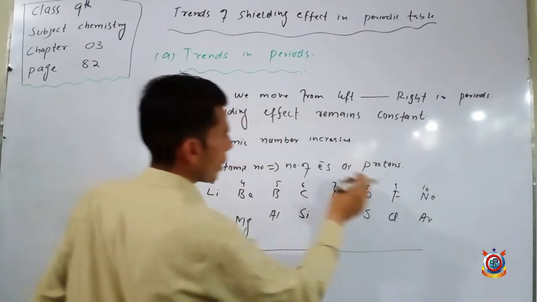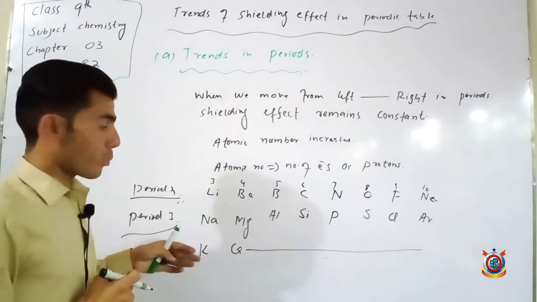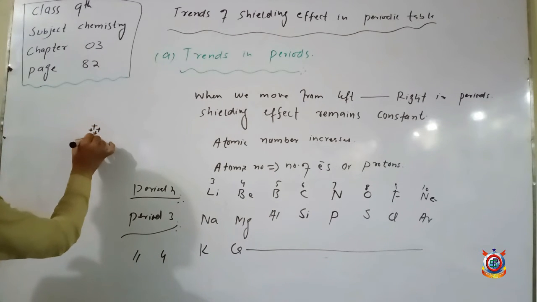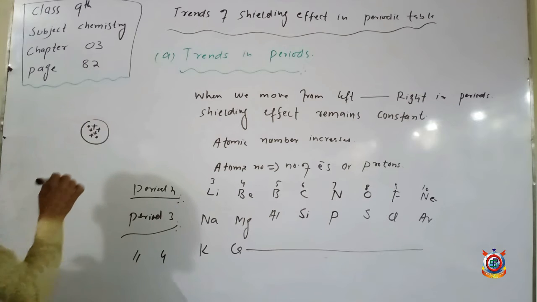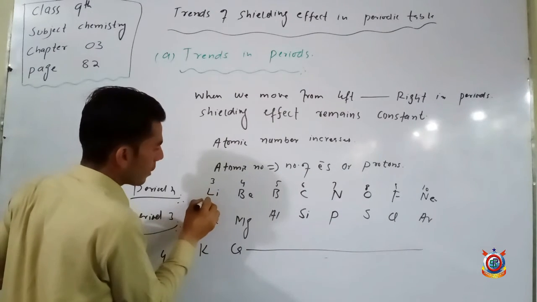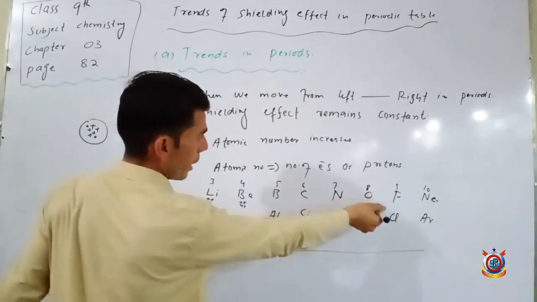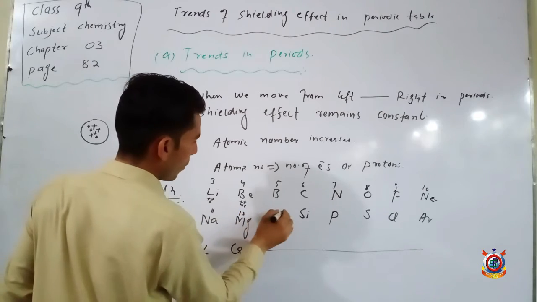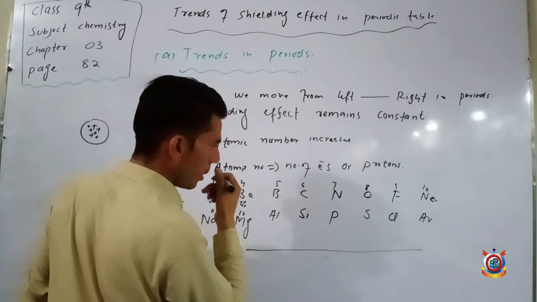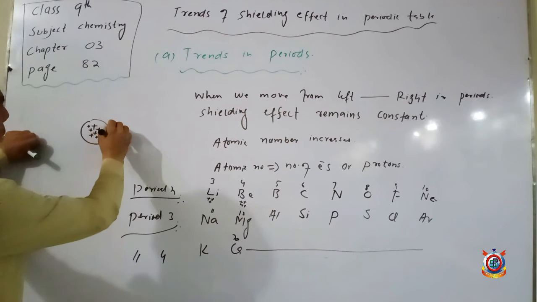When we move from left to right, what happens? Atomic number increases. Atomic number is the number of electrons or protons. So atomic number increases means nuclear charge increases. Positive charge on the nucleus increases. When we move from lithium, atomic number 3 means there are 3 positive charges, 4 positive charges, 5 positive charges, 6, 7, 8, 9, 10, up to 20. Atomic number means the positive charge. Nuclear charge increases.